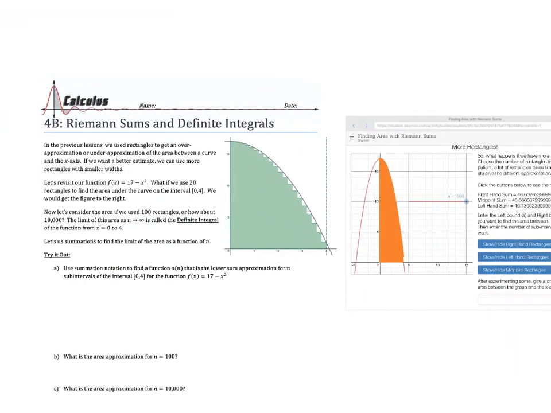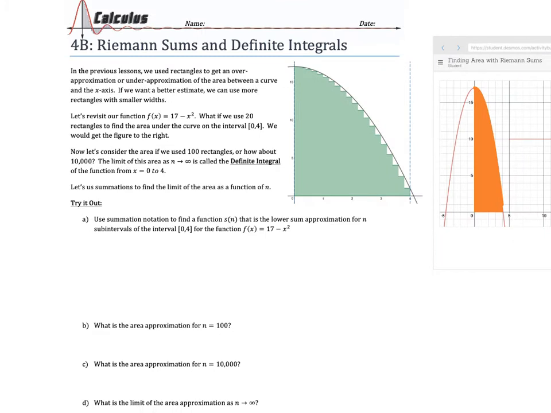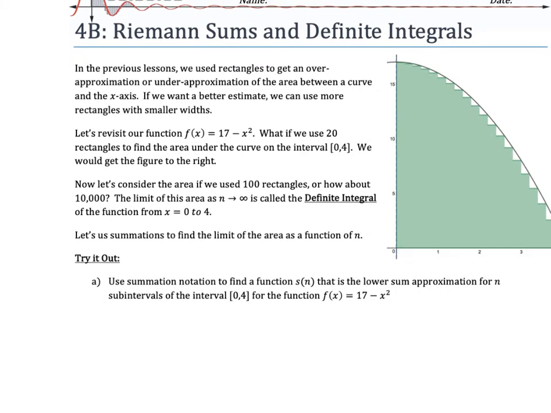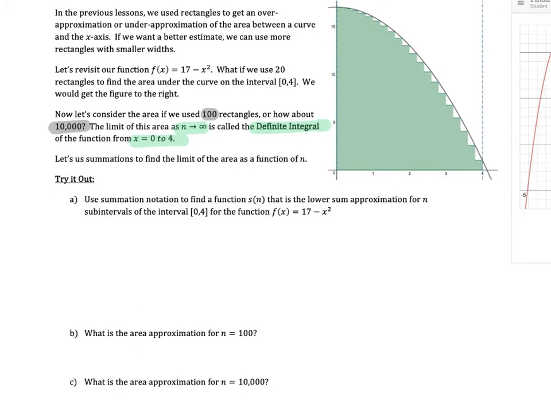So, as we do this, we're going to use summations now, and it doesn't matter which rectangle we use, so we'll think about the right-hand rectangles. And so we're going to find that exact area, okay? So we want to consider this. What happens when we move from 100 rectangles or maybe 10,000 rectangles, and as we go to infinity, we call this a definite integral of this function from 0 to 4, all right? So this is our definition of a definite integral.